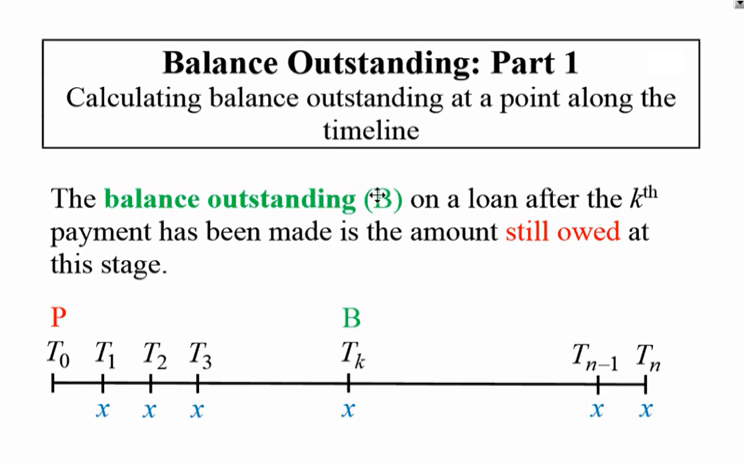The balance outstanding, which we're going to represent with a B, on a loan after the Kth payment, will be a number, an exact payment like the 50th payment or the 100th payment. So after the Kth payment has been made, it is the amount still owed at this stage. So it's how much do I still owe right there, just after the Kth payment.